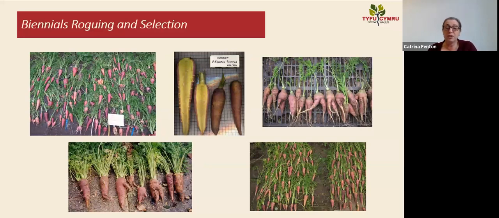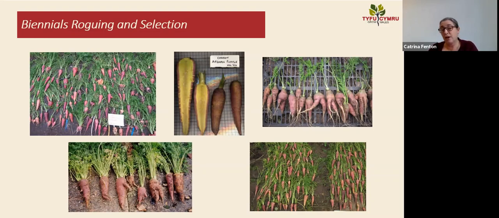So although you are going to be roguing out any poor examples right from the start, from the moment you sow your seed, actually for carrots, the selection of the root is a significant part of this process in determining which actual vegetable plants you're going to be saving the seed from. And it's going to be a distinctive feature of that particular vegetable.